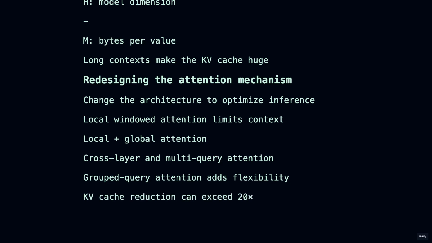In practice, these design choices can make a huge difference. For long chat histories, shrinking the KV cache can remove memory as the bottleneck and let you serve much larger batches.